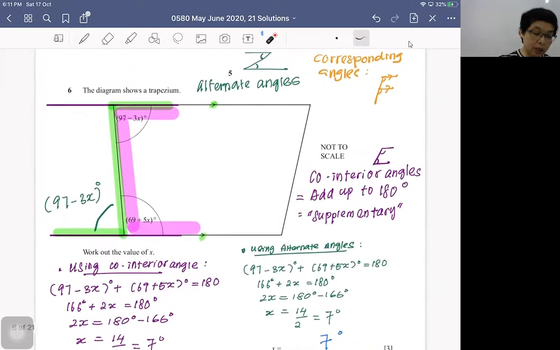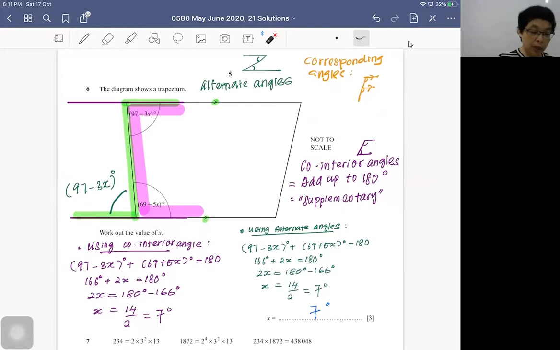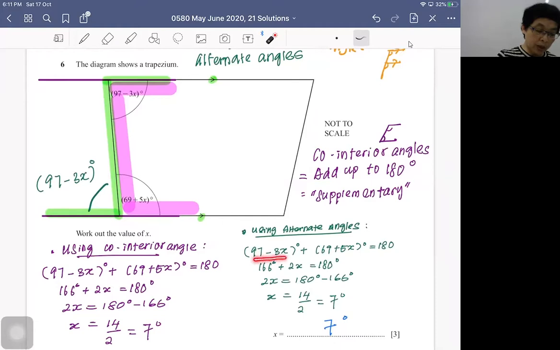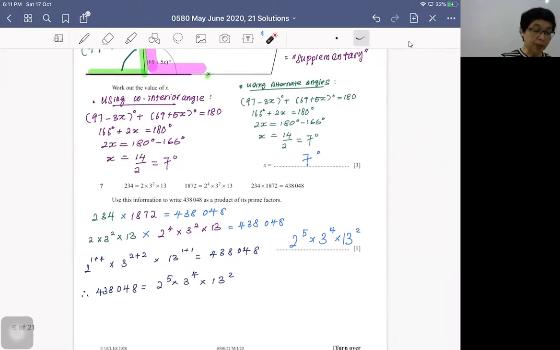If you take another alternative method, I use alternate angles, the one I highlight with green color. You notice that it is a Z shape, and this angle and this angle are equal. Therefore, when these 2 are put together, you notice this is a straight line angle. So 97 minus 3x plus 69 plus 5x equals 180. You do the same thing, rearrange and simplify to x equals 7 degrees. Both methods arrive at the same answer.